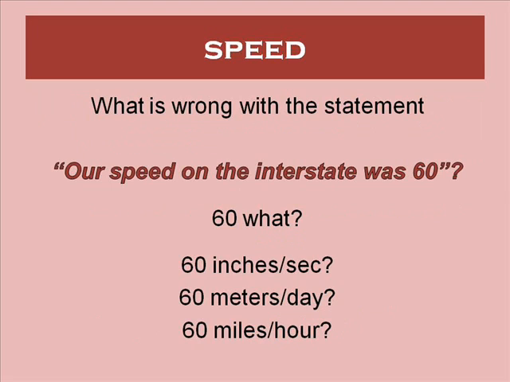Now, as we talk about speed, we can tend to make a very common mistake, and that is illustrated here. What's wrong with the statement if I said, our speed on the interstate was 60? Well, 60 what? 60 inches per second, or meters per day, or miles per hour? What is it? Well, most likely on an interstate it would be 60 miles per hour. But this just re-emphasizes how very important it is that you include the units with an answer when you're talking about scientific things or mathematical things.